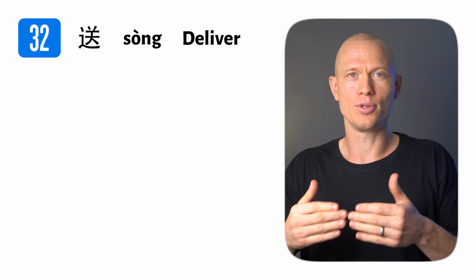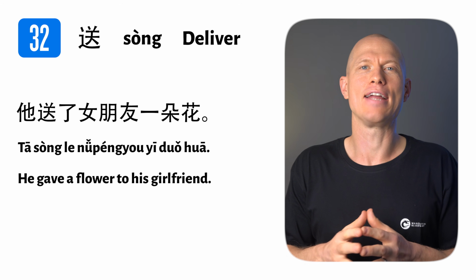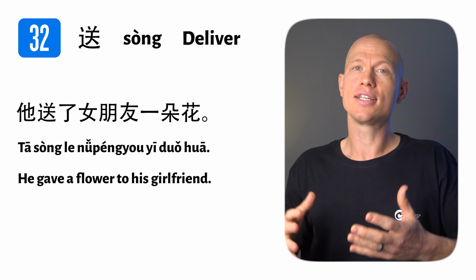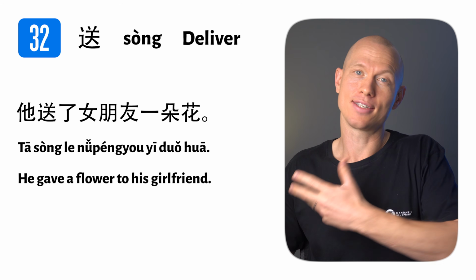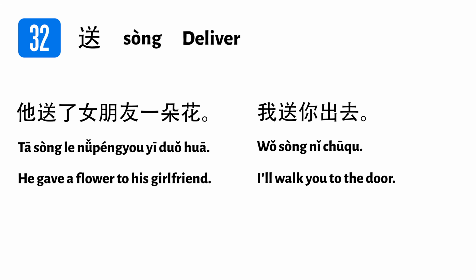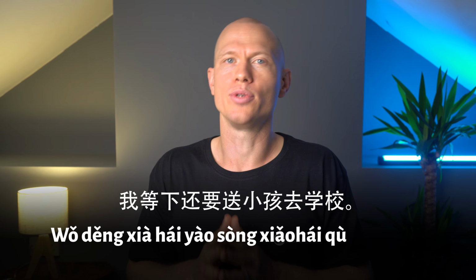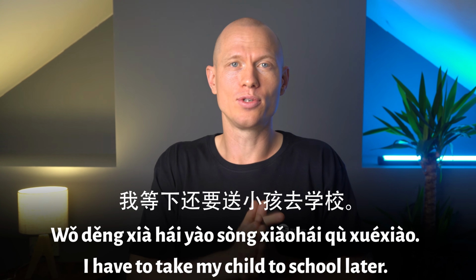Next up is 送, which is deliver or to give something. 他送了女朋友一朵花. He gave a flower to his girlfriend. And in Chinese culture, it's very polite and kind of expected when someone leaves your house to see them out. 我送你出去, I'll walk you to the door, I'll walk you out. And something I do every morning almost, 我等下还要送小孩去学校. I have to take my child to school later.